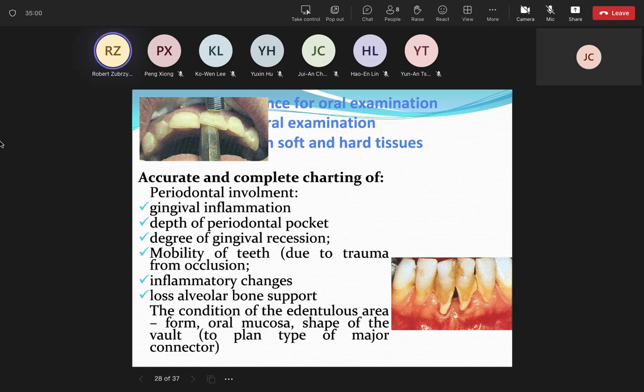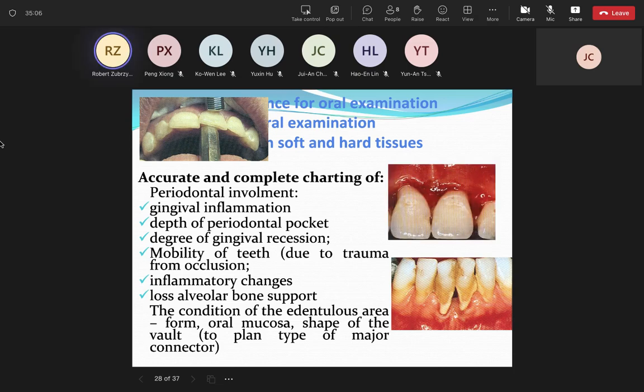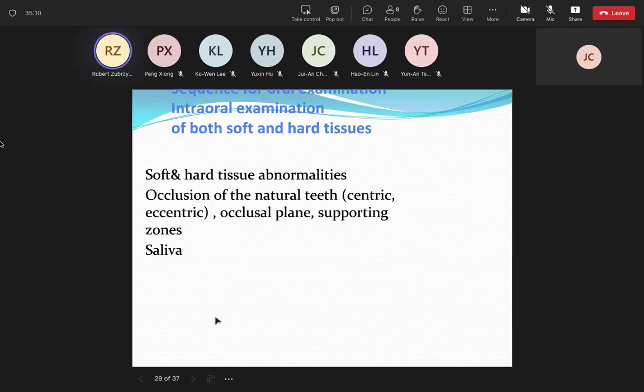Here we see periodontal disease, calculus, stains, gingival inflammation. What's more, soft and hard tissue abnormalities, occlusion of natural teeth like centric, eccentric, occlusal plane, supporting zones, and saliva.